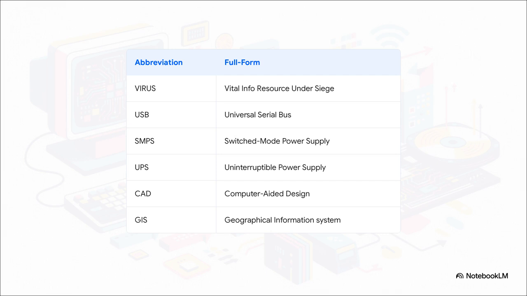Below that, we have the everyday hero that connects all of our peripherals, the USB, or Universal Serial Bus. For power management, you have SMPS, the switched mode power supply, and the crucial backup, UPS, uninterruptible power supply. Finally, for specialized software used by architects and geographers, CAD is computer-aided design, and GIS is your geographical information system.